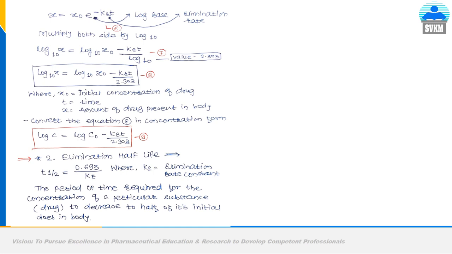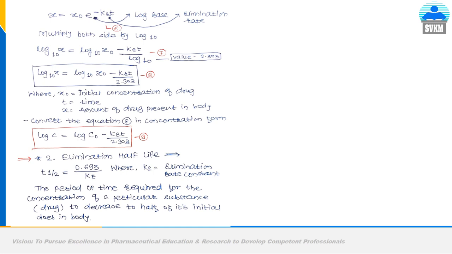So, the equation is log x is equal to log x0 minus Ket upon 2.303, where the x0 will represent the initial concentration of drug, t is nothing but the time, and x is nothing but the amount of drug present in body. Convert the equation number 8 in the form of concentration. Just x is replaced by c to convert into the concentration form. You will get the equation number 9, that is log c is equal to log c0 minus Ket upon 2.303. This equation number 9 is a final equation to determine the elimination rate constant, which is first pharmacokinetic parameter.